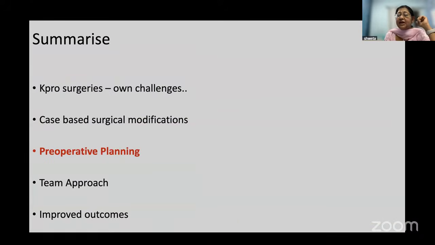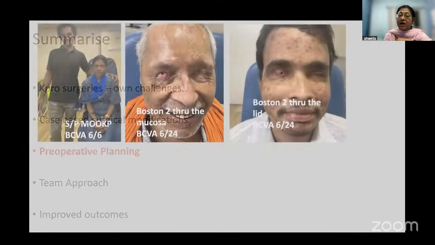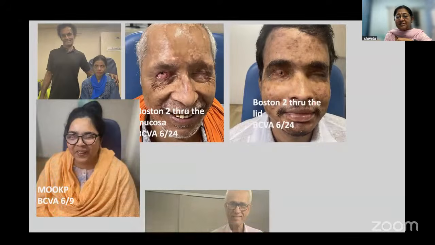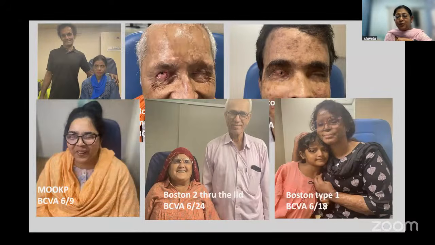To summarize, K-Pro surgeries have their own challenges and they require case-based surgical modifications, which again brings us to a very important aspect of pre-operative planning. Again, nothing of this is possible without a team approach, and only then can you have improved outcomes and smiles on these faces, which are more precious than I don't know what.